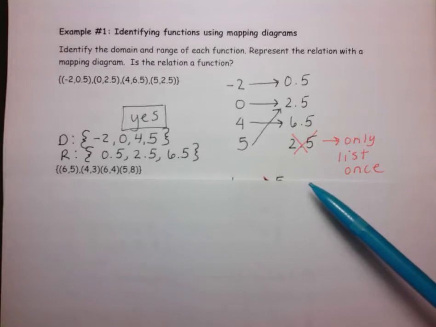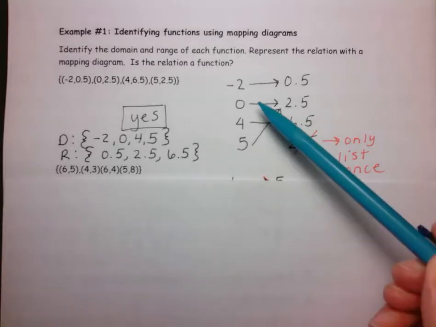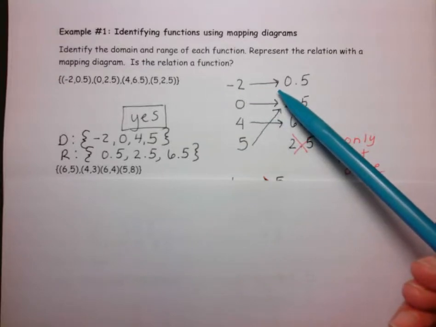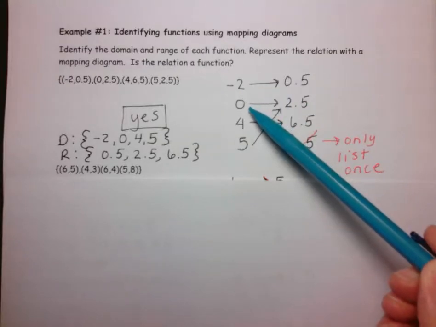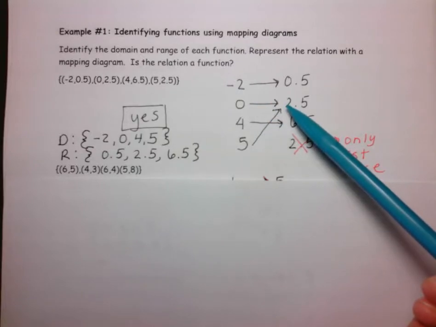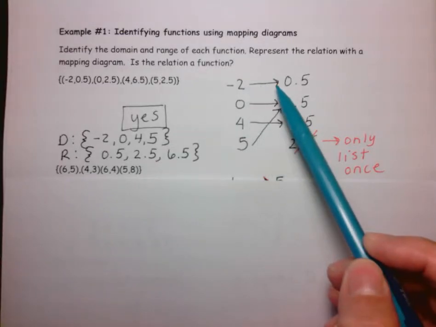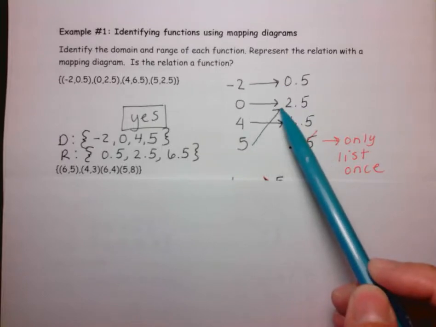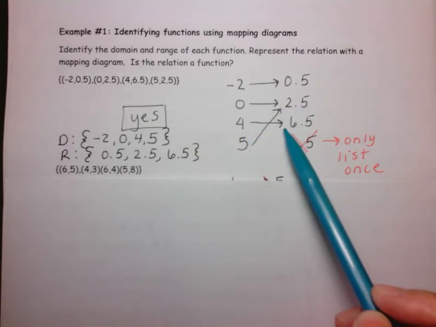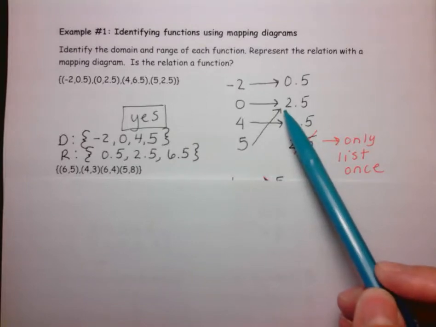And then what do you do? You map it. You actually draw an arrow from each input connecting it to its output. And then what you're trying to determine is, does every input have only one output? And if it does, then yes, it's a function. So here, every input has only one output. Input, one output. Input, one output. Input, one output. Input, one output. And so it is a function.